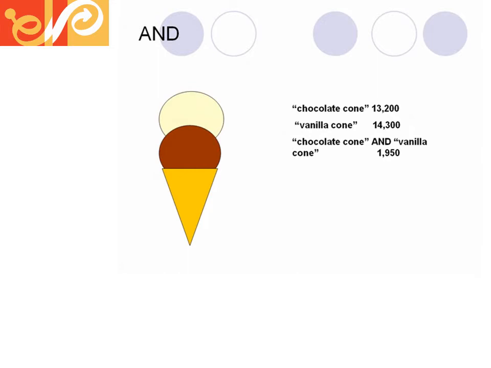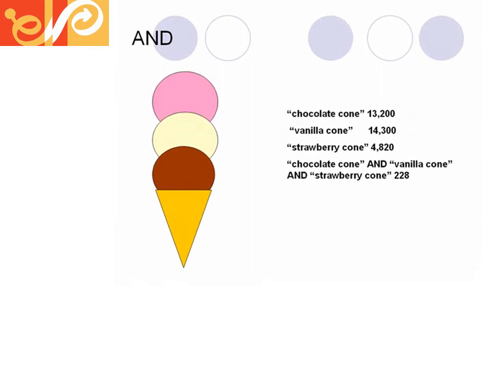In the past year, 13,200 of Auntie M's customers ordered a single dip chocolate cone, and 14,300 ordered a single dip vanilla cone. However, only 1,950 people ordered the combination chocolate and vanilla. Now, I'm kidding about Auntie M's customer numbers. These figures actually come from a Google search of these terms, but they do illustrate how AND will narrow a search. Asking for a search of chocolate cone AND vanilla cone results in a smaller set of results than asking for either of those terms separately. By adding a third flavor, strawberry, or search term strawberry cone, our results are narrowed even more.